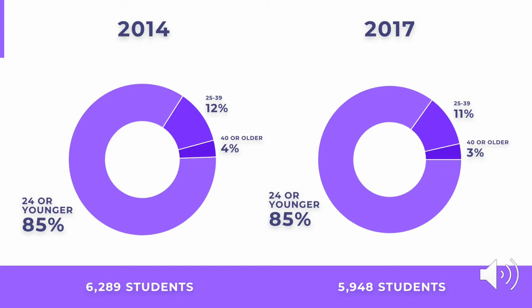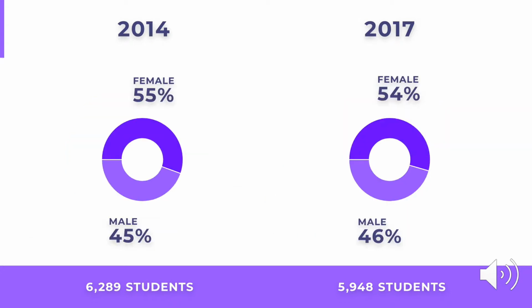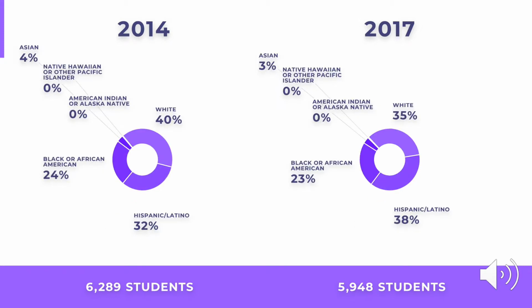Both cohorts included mostly students who were 24 or younger. Both cohorts included slightly more students who identified as female than students who identified as male. Both cohorts included roughly the same percentage of Asian students and Black or African American students. The 2014 cohort had more white students than Hispanic Latino students, while the 2017 cohort had more Hispanic Latino students than white students.